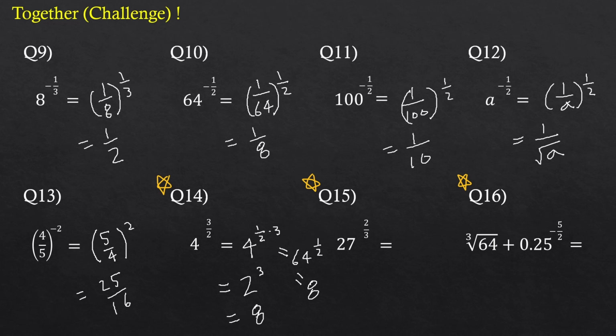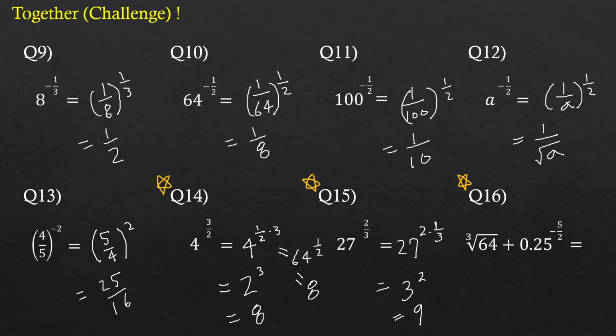Alright, 27 to the power of 2 over 3. Again, you could separate this as this. You know what? I'm going to apply 1 over 3 first. I think that's going to be more convenient because that's going to be 3 to the power of 2. So that should be 9.